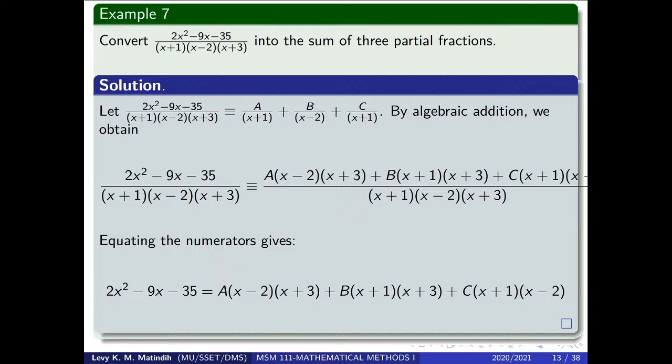So when we equate the numerators, what you're going to get is this. Now, if you expand, it will somehow become tedious to complete the solution. So what you can do is this. I need to remain with a situation where I have only A, to help me solve for A. Also, I will need a situation where I only have B, and also a situation where I only have C. Now, how can we do this?